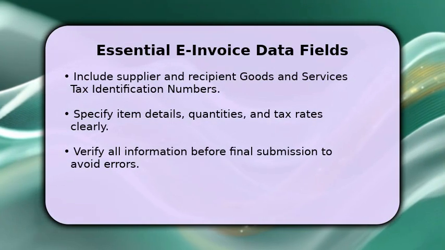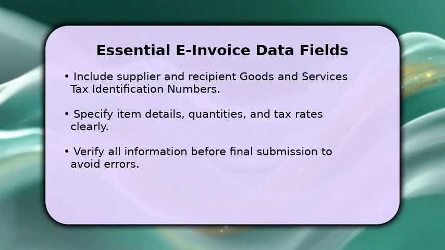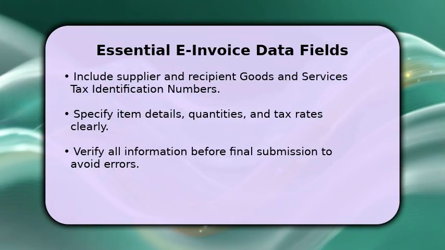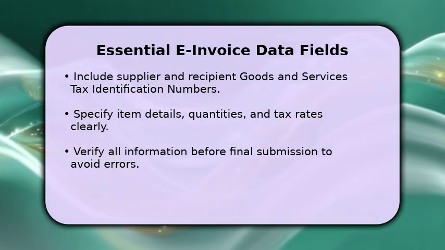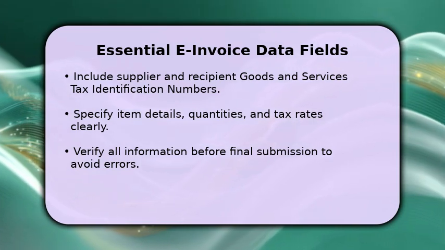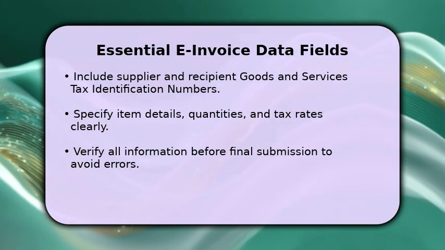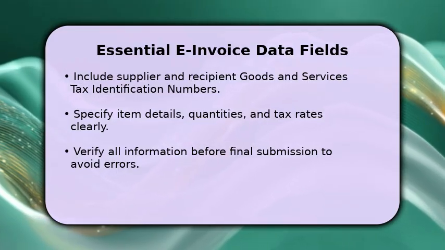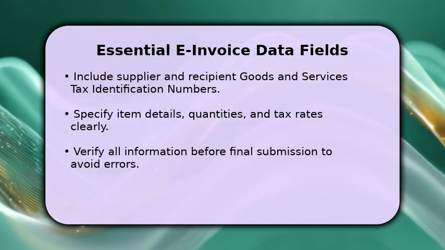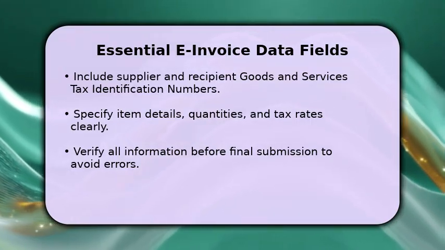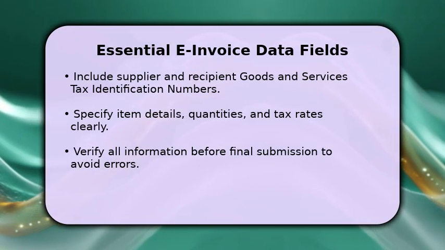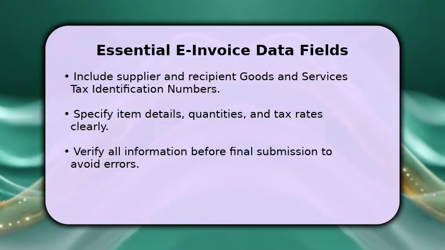Accurate data entry is paramount for successful e-invoicing. Every e-invoice requires specific information, such as the goods and services tax identification numbers for both the supplier and recipient. You must also clearly detail each item, including its quantity, unit price, and applicable tax rates. Double-checking all these fields before generating the invoice reference number will prevent rejections and ensure compliance.